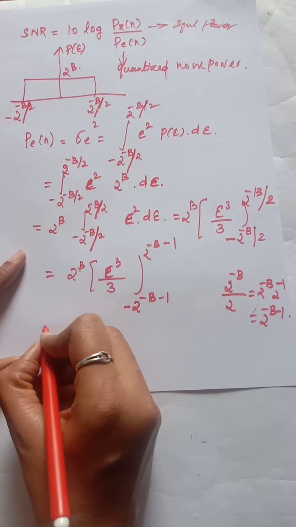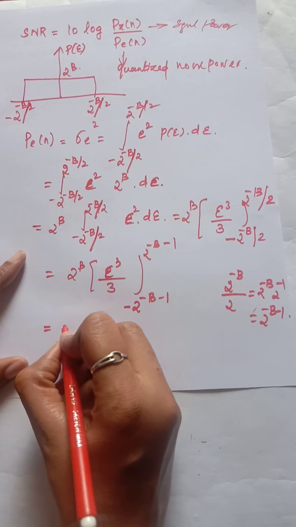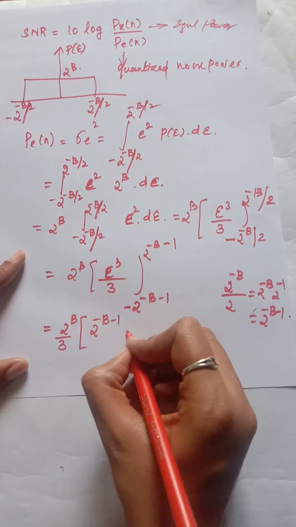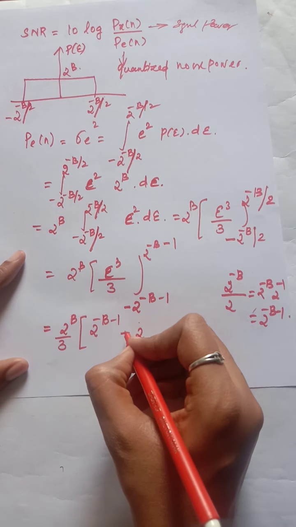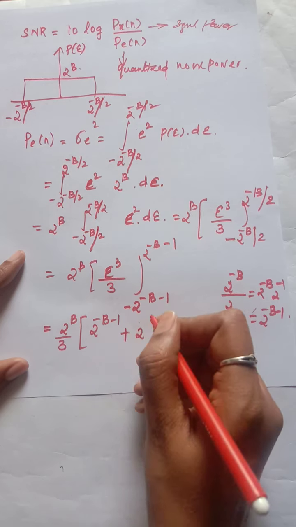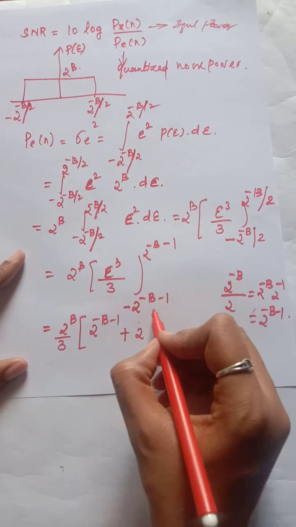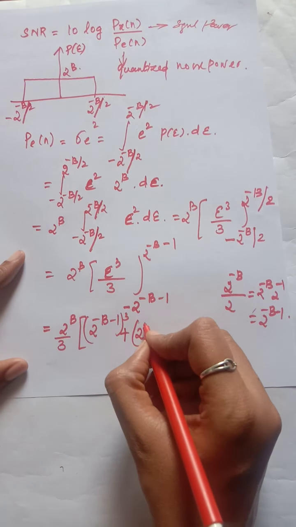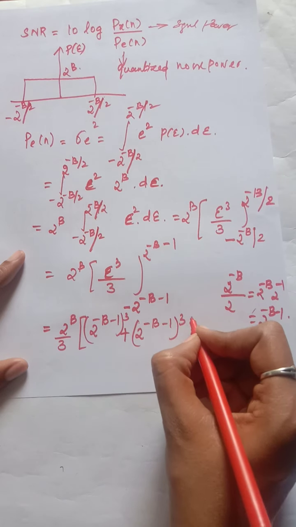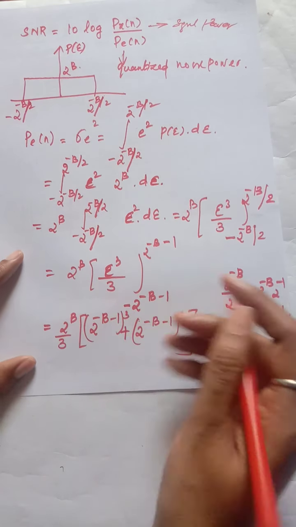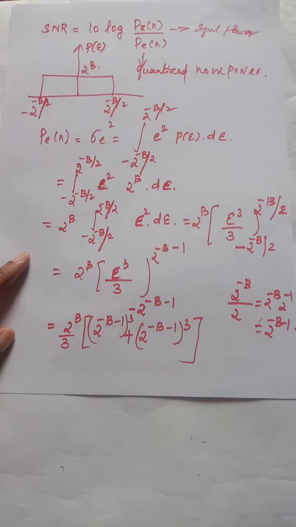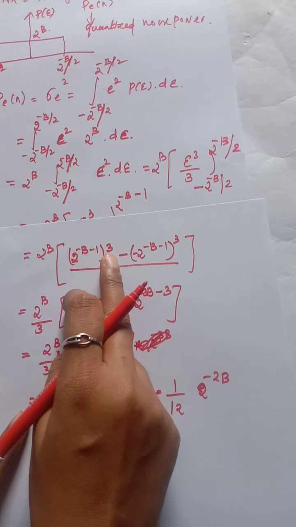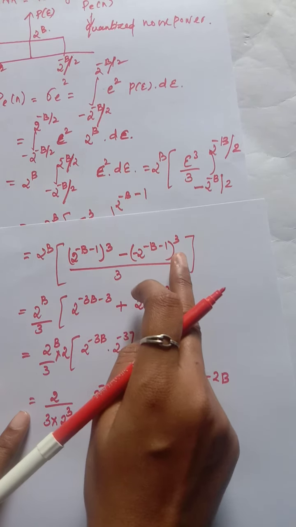So now substitute these values. What you will get is 2 power b by 3 times 2 power minus b minus 1, minus 2 power, already minus is there, so it will become plus. So here it is cube, so 2 power minus b minus 1 the whole cube divided by 3. Now you need to simplify this. When you apply the limit, you will get 2 power minus b minus 1 whole power 3 minus minus 2 power minus b minus 1 the whole power 3.